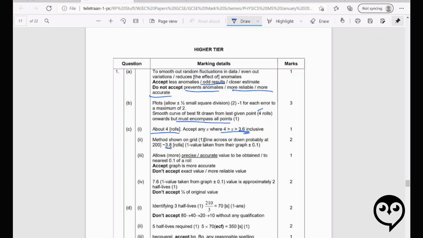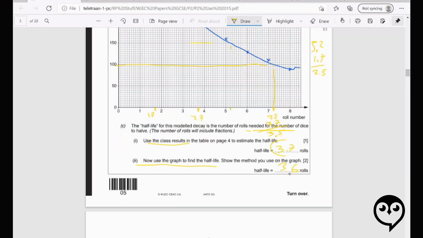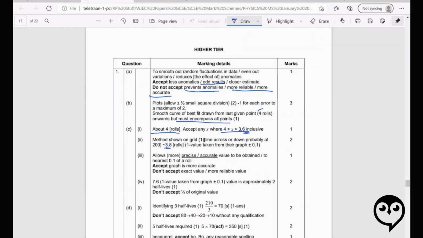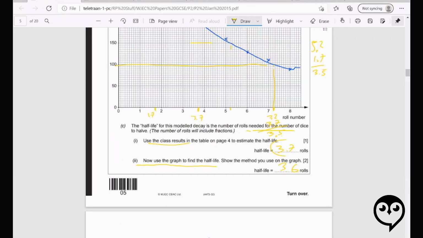Our method from the graph, okay, 3.8. That's a bit high for us, but we had said 3.6. Okay. They're going to give us a plus or minus 0.1. One value taken from the graph. Plus or minus 0.1. Oh, darn. We said 3.6, and they're only going to give us up to 3.7.